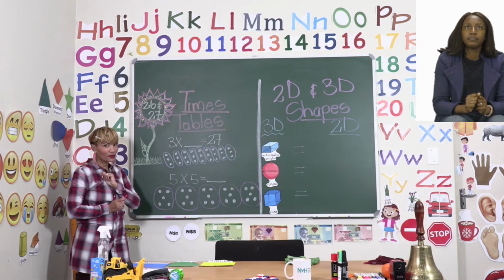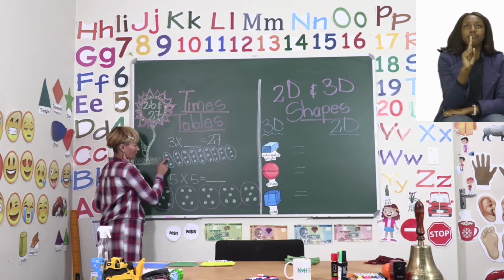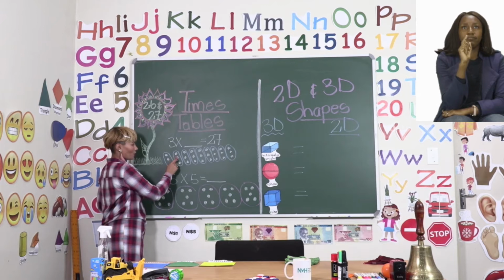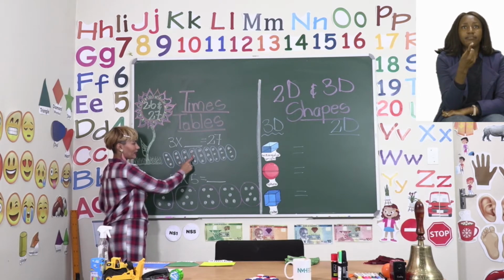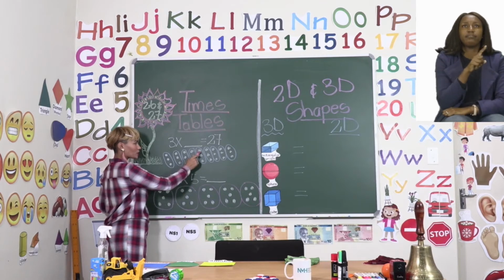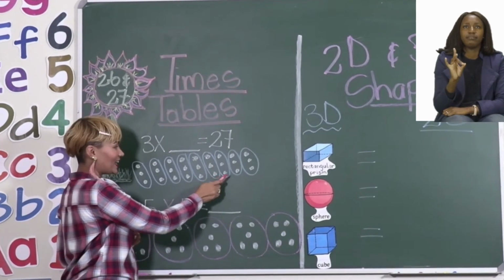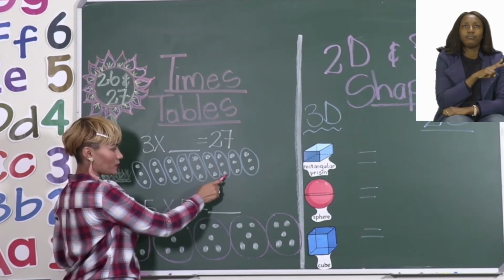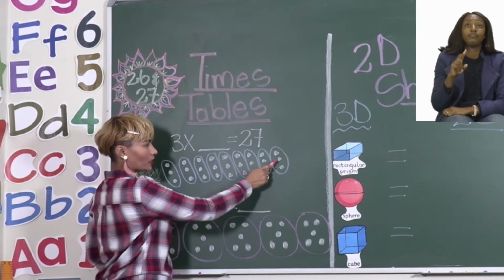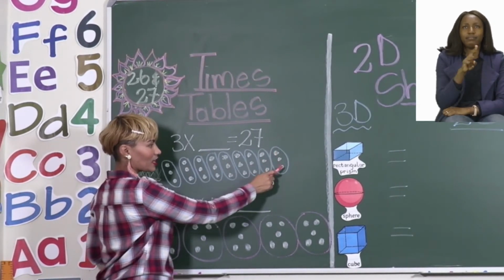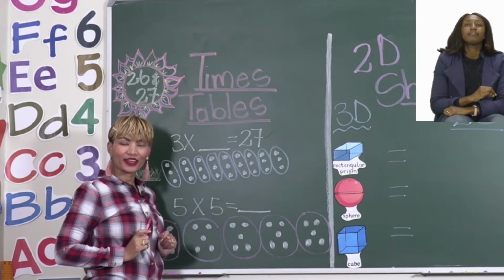Will you count with me? Great job. Let's count. 1, 2, 3, 4, 5, 6, 7, 8, 9, 10, 11, 12, 13, 14, 15, 16, 17, 18, 19, 20, 21, 22, 23, 24, 25, 26, 27. So we counted 27.